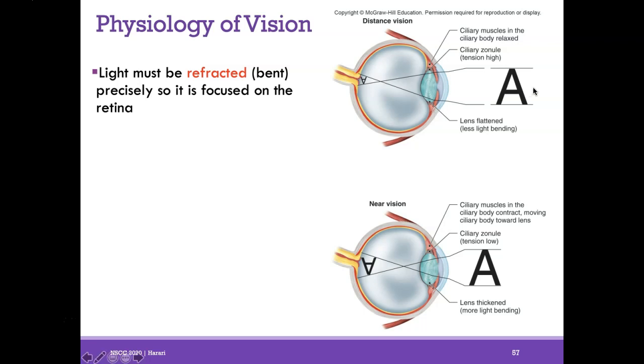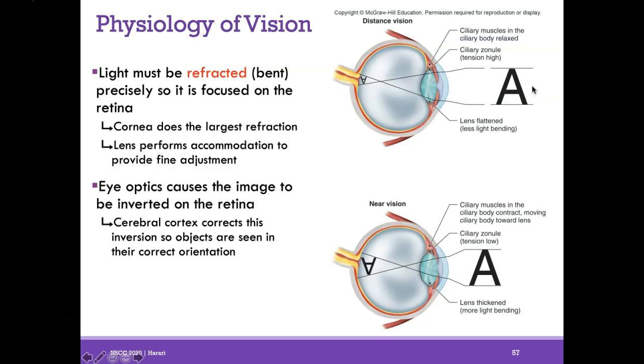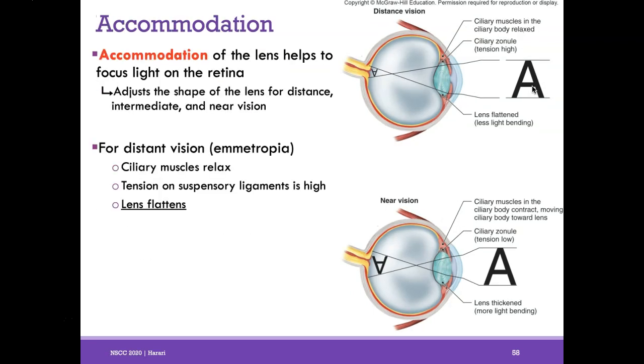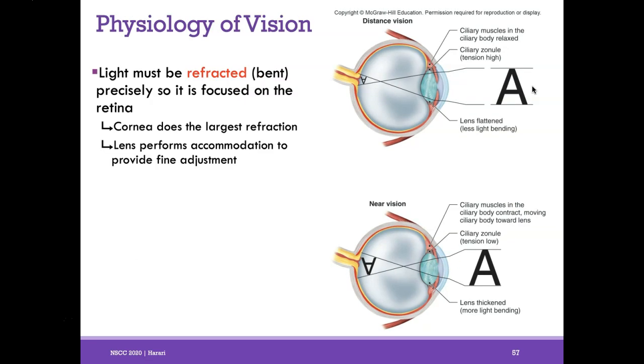So in the case of distance vision, actually I'll get ahead of myself a little bit. So we need to bend the light. That's the purpose of seeing. We need to see something. We need to bend that light that gets refracted from the image. We have to bend it back to our retina so it can then be communicated with our brain.